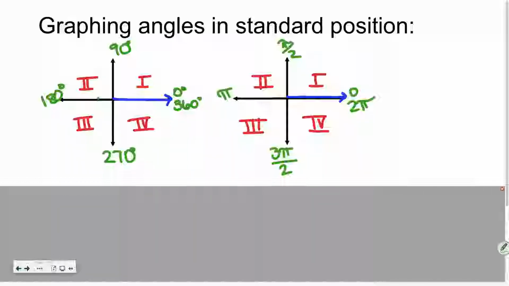Okay? You're going to have to think in fractions a little bit. Okay? But we have fractions times pi. If we think about the fractions, we can figure out where they go. Okay.